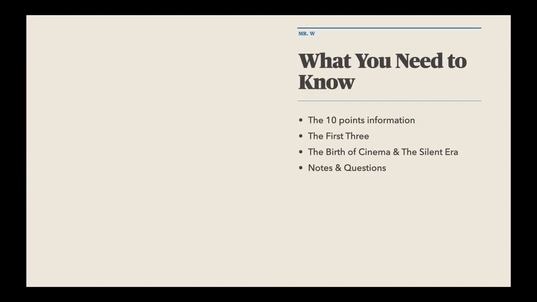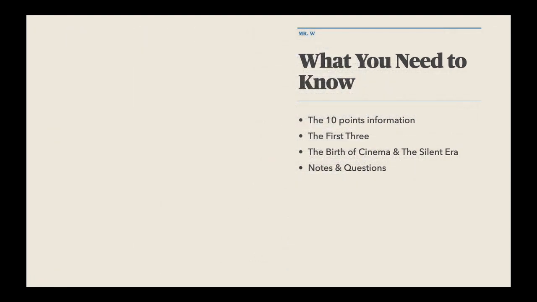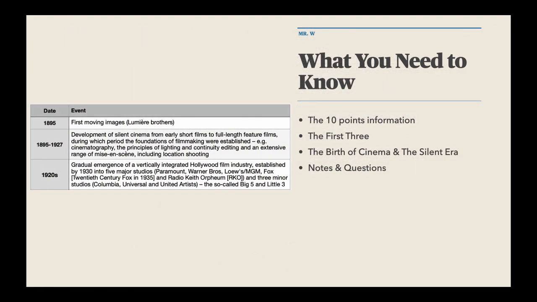So for today's lesson, although there are 10 points of information, we're just going to be doing the first 3. There's the 10 points up on the left hand side of the screen at the moment, so you can pause this screen if you want to and have a look at them. We're going to be looking, like I said, just at the first 3 of those points, and this really covers the birth of cinema and primarily the silent era. 1927 is when the silent era kind of ends with the arrival of The Jazz Singer, but we're going to get onto that next time.